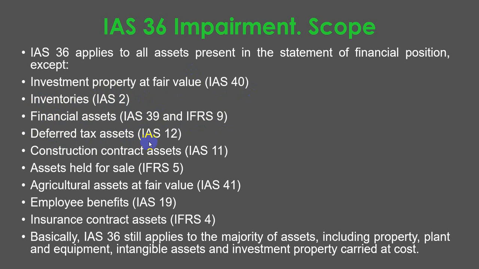Deferred tax assets is regulated by IAS 12. Construction contract assets regulated by IAS 11. Assets held for sale, that's IFRS 5. Agricultural assets at fair value, IAS 41. Employee benefits, IAS 19. Insurance contract assets, IFRS number 4. Basically, IAS 36 still applies to the majority of assets, including property, plant and equipment, intangible assets, and investment property carried at cost.